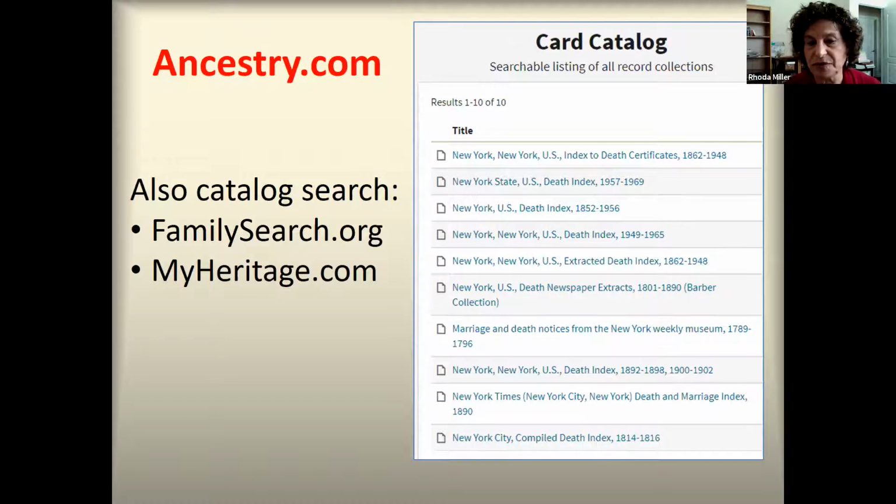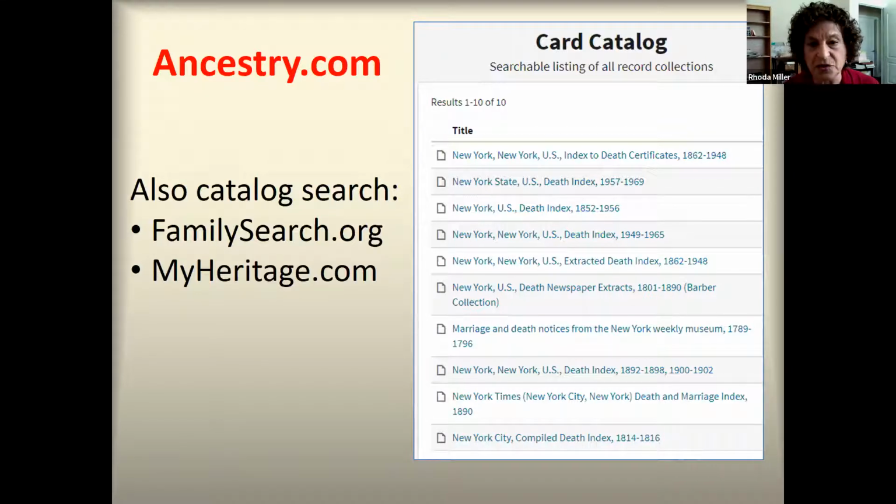You should also do a similar catalog search in familysearch.org. Those results are so extensive, I couldn't even take a reasonable screenshot to put up for you. And the same in MyHeritage. In other words, the big three: Ancestry, FamilySearch, and MyHeritage. Sometimes their records overlap, but sometimes one has a set of records that the other doesn't have. So don't limit yourself.